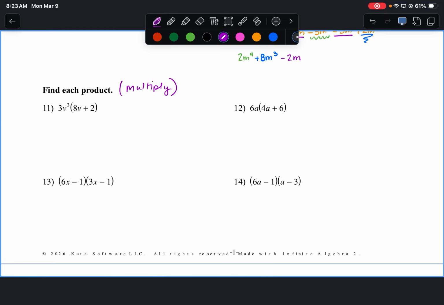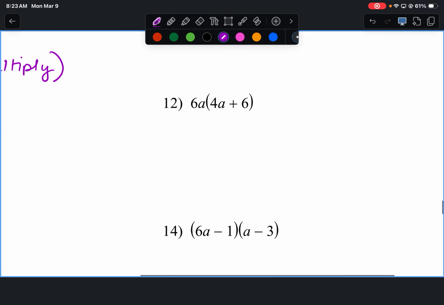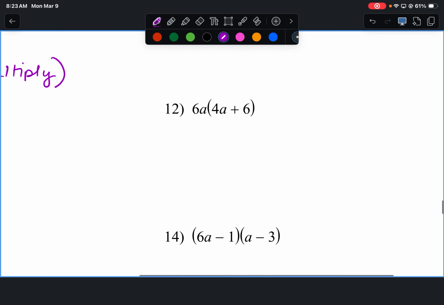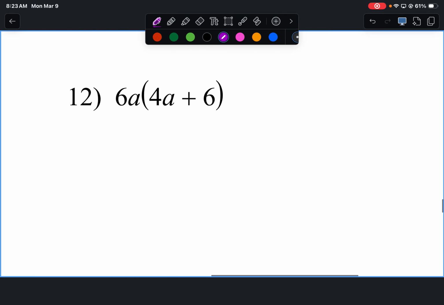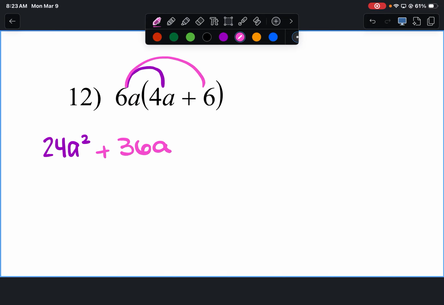Okay, we're going to do question 12. So what do I need to start by doing for question 12? Distribute. So what is 6a times 4a? 24a squared. What do I need to do after that? What is 6a times 6? So that's our answer. All we are doing is just distributing and writing in standard form.